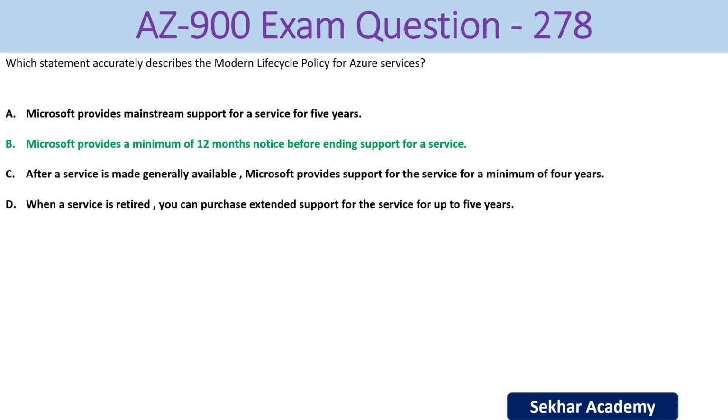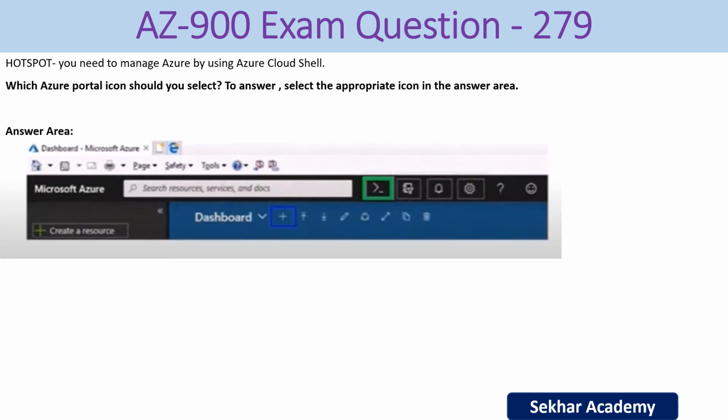Question number 279, right? Which Azure portal icon should you select? So you can see the image, right? Where you have the option icons, you can see the green highlighted one, right? That's where you can access Azure Cloud Shell in the Azure portal by clicking that icon.